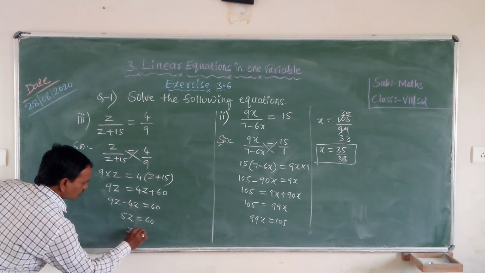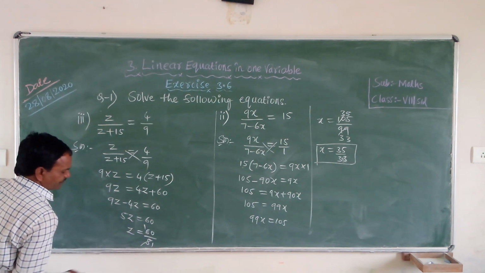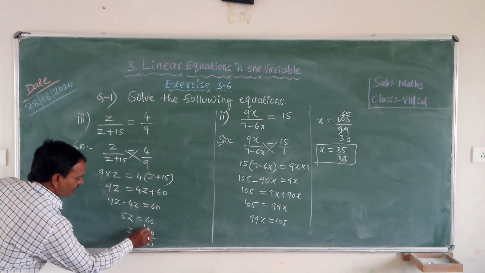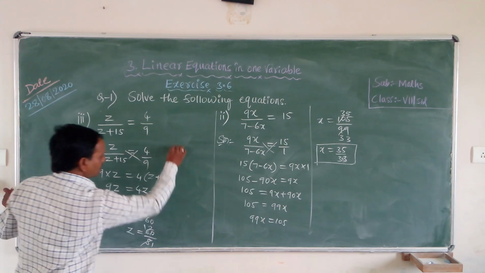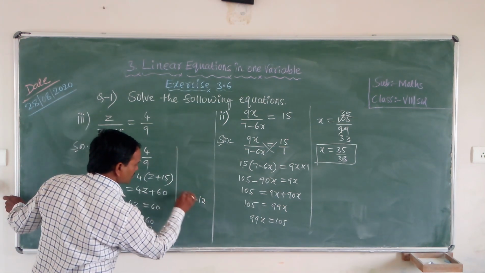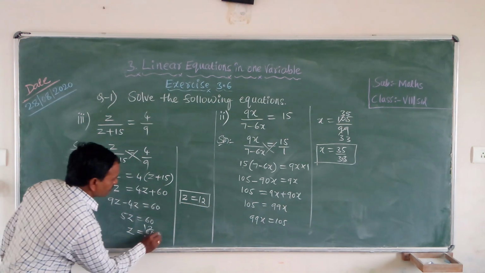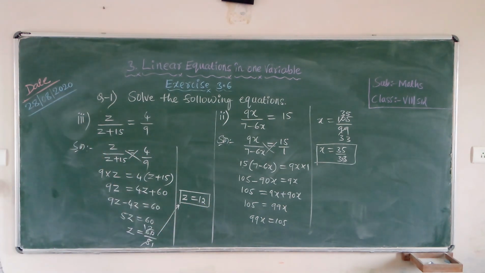So z is equal to 60 divided by 5. 5 ones are 5, then what remains here? 5 2s are 10. So z is equal to 12. Z is equal to 12. So like this we have to simplify the equation, how to solve the equation.